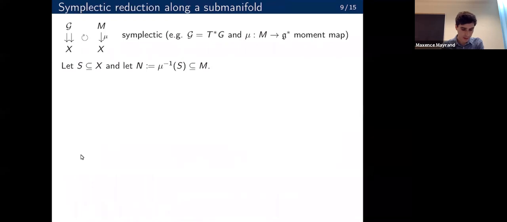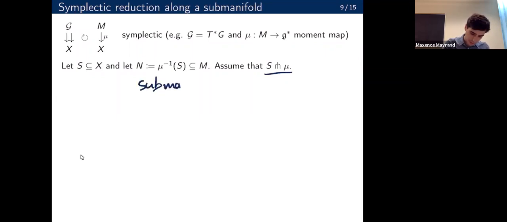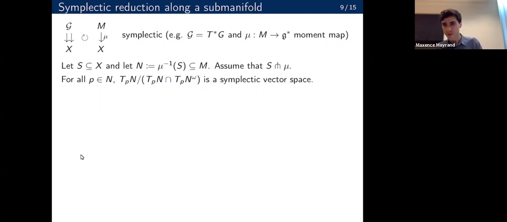Now pick any submanifold S of X and let N be the preimage of S under this moment map. Also, we will assume that S is transverse to mu, so that when you take the preimage, you get a submanifold. Then quite generally, for any submanifold of a symplectic manifold, if you quotient the tangent space by its intersection with the symplectic complement, that gives us a symplectic vector space, for the trivial reason that you quotient by the thing on which the symplectic form vanishes. And so the symplectic form descends to a non-degenerate form on this quotient. That's true for any submanifold of a symplectic manifold.